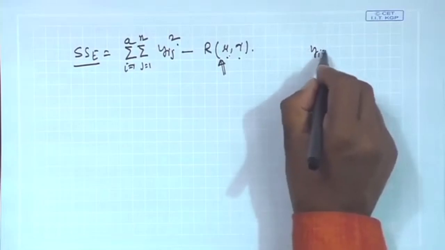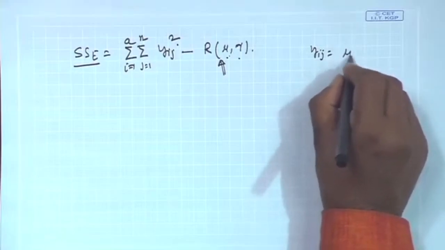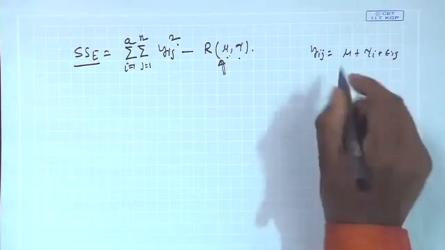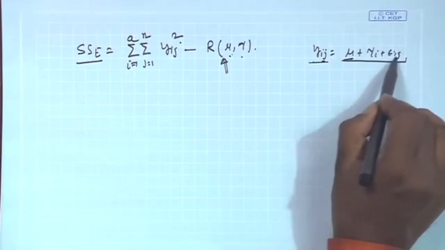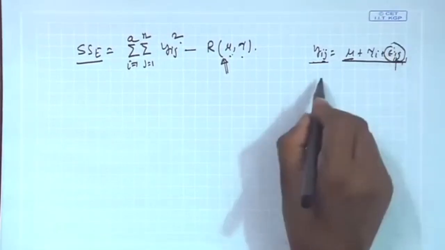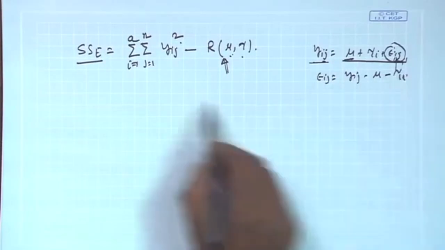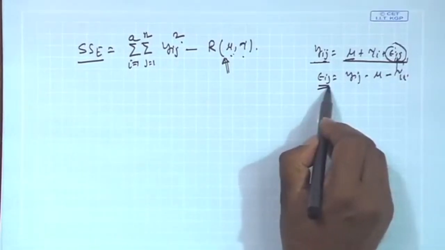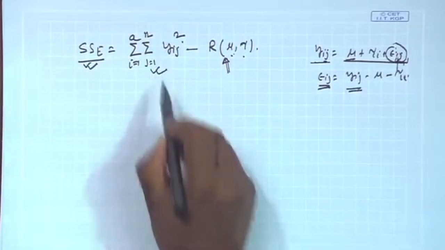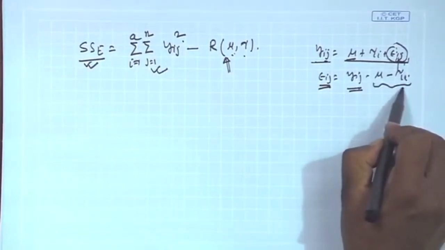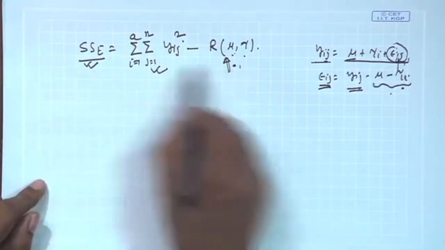What I mean to say is, y_ij = mu + tau_i + epsilon_ij. I am taking the square of this, and ultimately we want this. So, epsilon_ij = y_ij - mu - tau_i. In that sense, if I square this and then take the sum, you will get this, and this one is coming here. And what about this? This is the model part, so this model part is coming here. Now you understand. As a result, we are saying this is SSE.